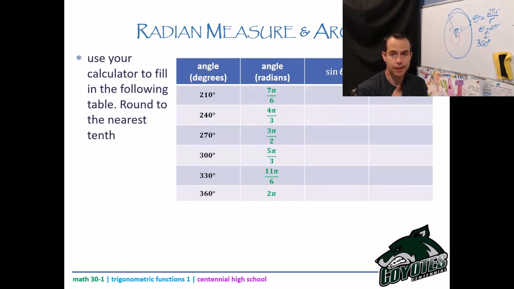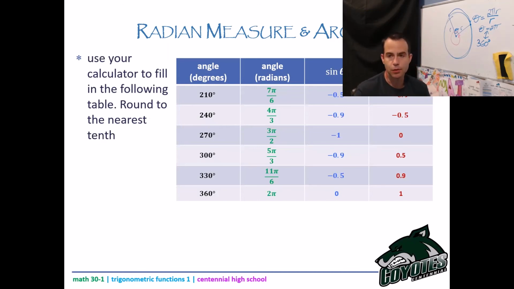Now, find the sine of all the angles. You can choose degree or radian, doesn't matter. And find the cos of those angles. Okay, and these should be your answers. And now what we're going to do is we're going to put all that together into a graph.